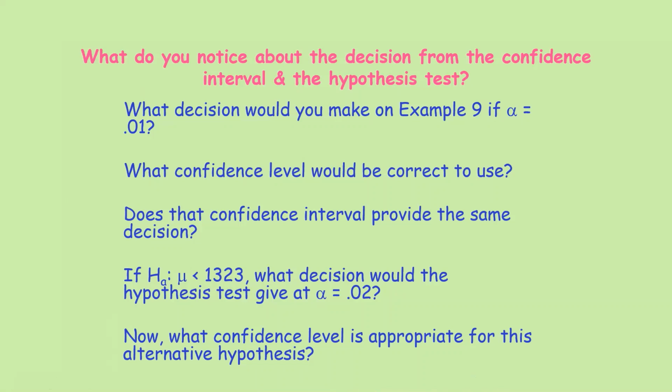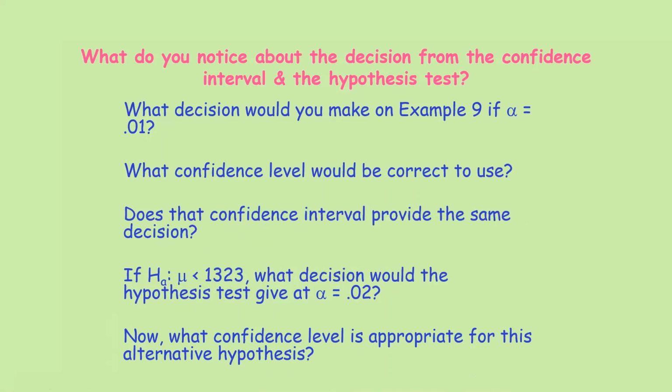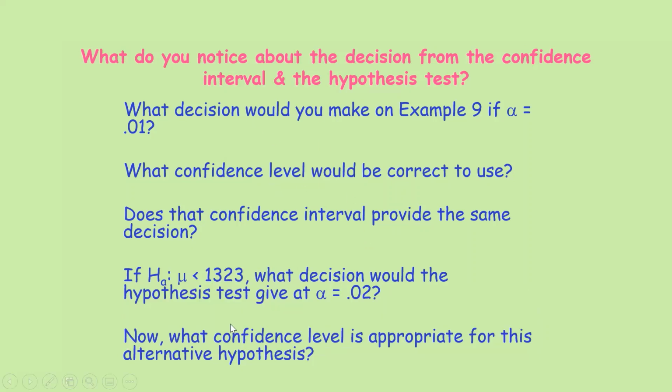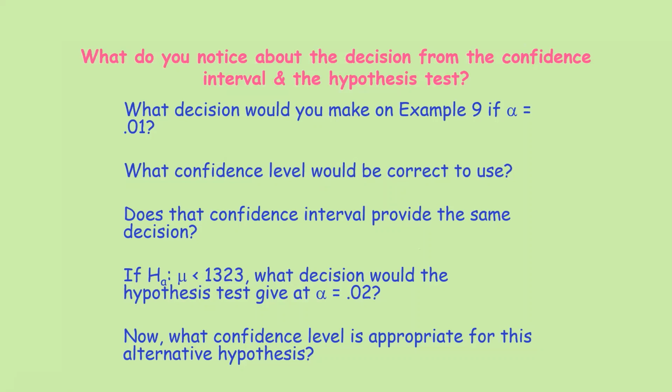What confidence level would be correct to use? Well, we should use a 99% confidence level for a two-sided test, because again, you have 0.01 in each of the tails. So does that confidence interval provide the same decision? Well, if this is our interval, since 1323 this time would be in the interval, we would fail to reject. So again, if you change your confidence level, it definitely will change your interval. Make sure to redo the test and change your conclusion statement if needed.